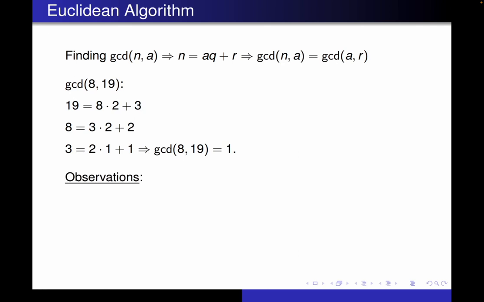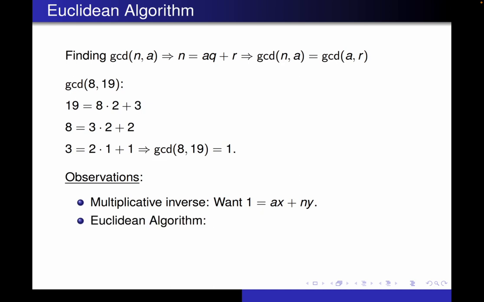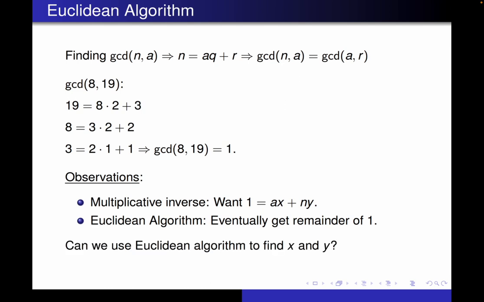So, a couple of observations I want to make. First of all, in terms of multiplicative inverse, we want 1 equals a times x plus n times y. We want to find an x and a y that make that true. So that tells us that the x is our multiplicative inverse. But for the Euclidean algorithm, notice that at our very last equation, we eventually get a remainder of 1. So 1 shows up in both of those equations in a significant way. The question you might ask is, can we use the Euclidean algorithm to find x and y? So that would give us our x as our multiplicative inverse.